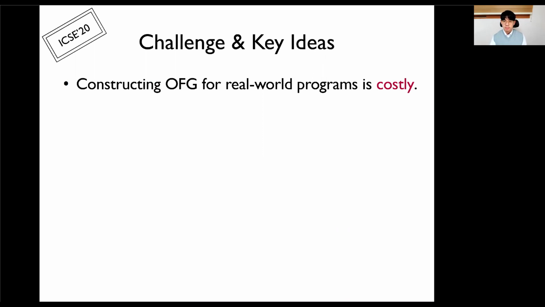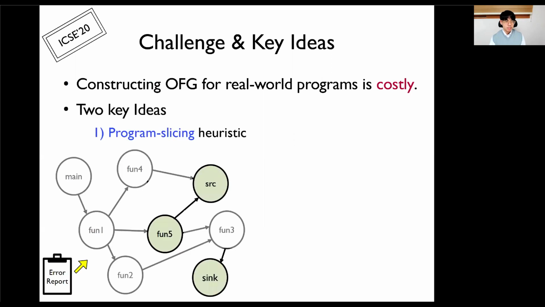However, constructing OFGs for real-world programs with hundreds of thousands of lines is very expensive. So to address these technical challenges, Saber uses two heuristics for improving scalability. The first heuristic is the program slicing heuristic, which only leaves the program parts relevant to a given error report.